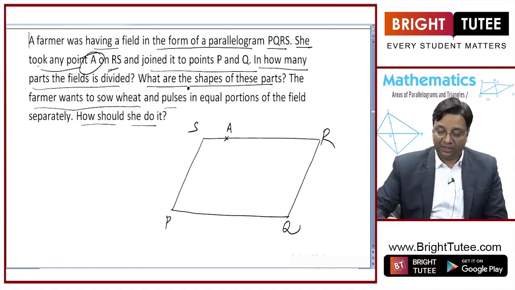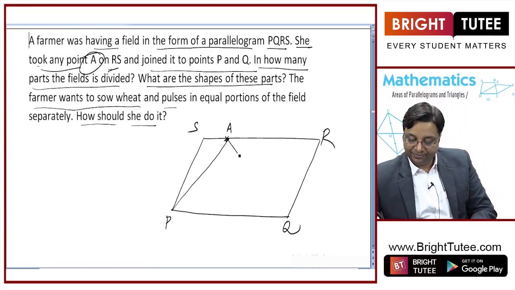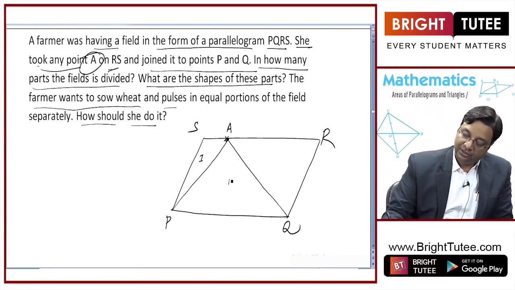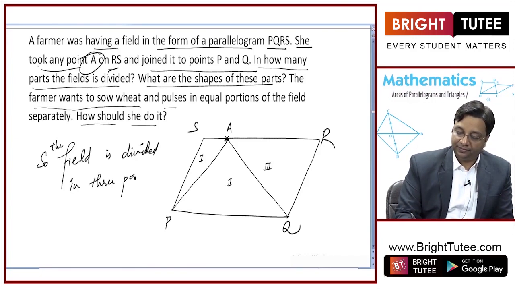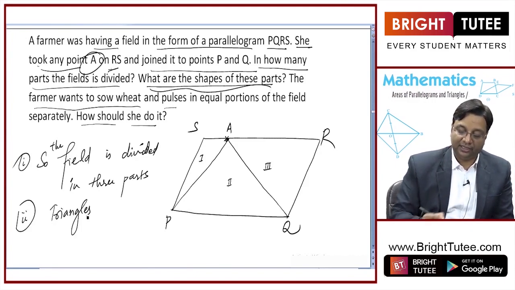What are the shapes of these parts? If I join P, Q and A, in how many parts this field is divided? So, obviously 1, 2, 3. So, we can say the field is divided in 3 parts, right? What are the shapes of these parts? These are triangular regions, or these are triangles in shape.